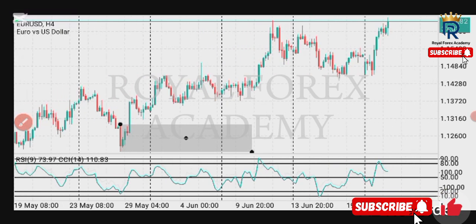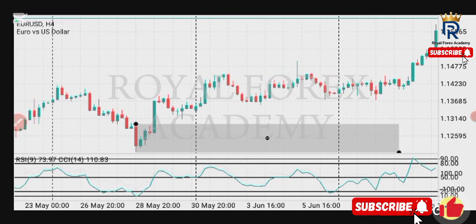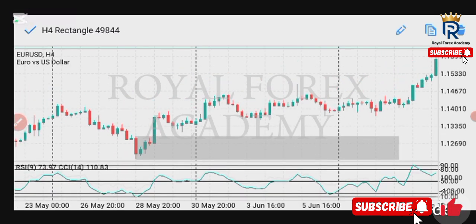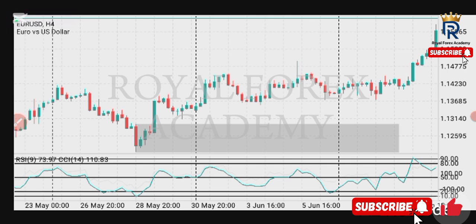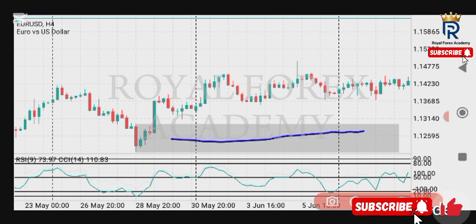Alright, there is a video on this channel as well. You can watch it to understand extensively what an order block is all about. So I've marked out my order block. All of these zones you are seeing here are the zones of the order block that I have marked.